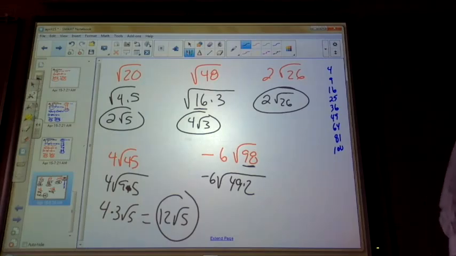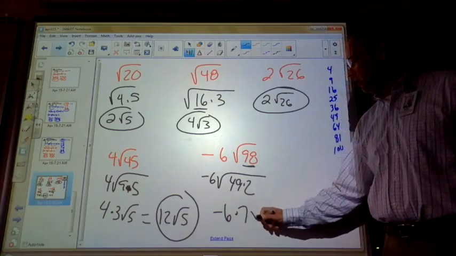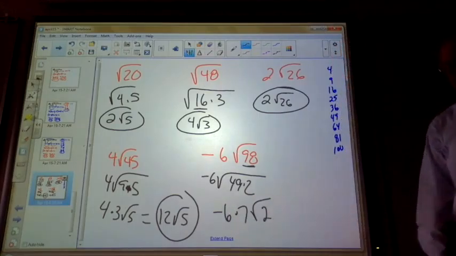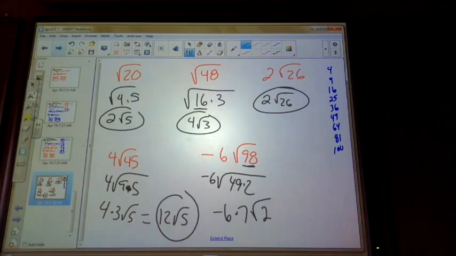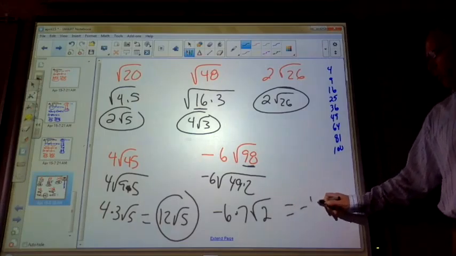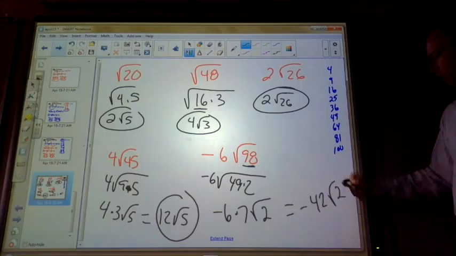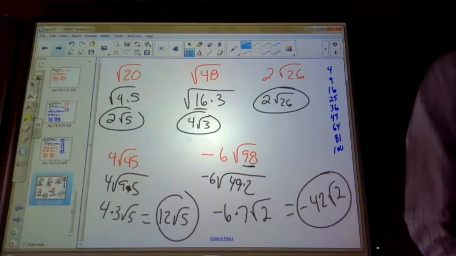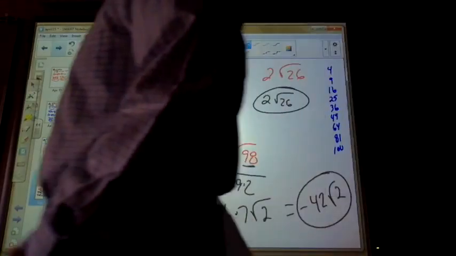All right, 49 breaks down to what? 7 times 7, so I get this. Agreed? What's the answer? Negative 42 root 2. Good. How do you feel about that? How's it look?